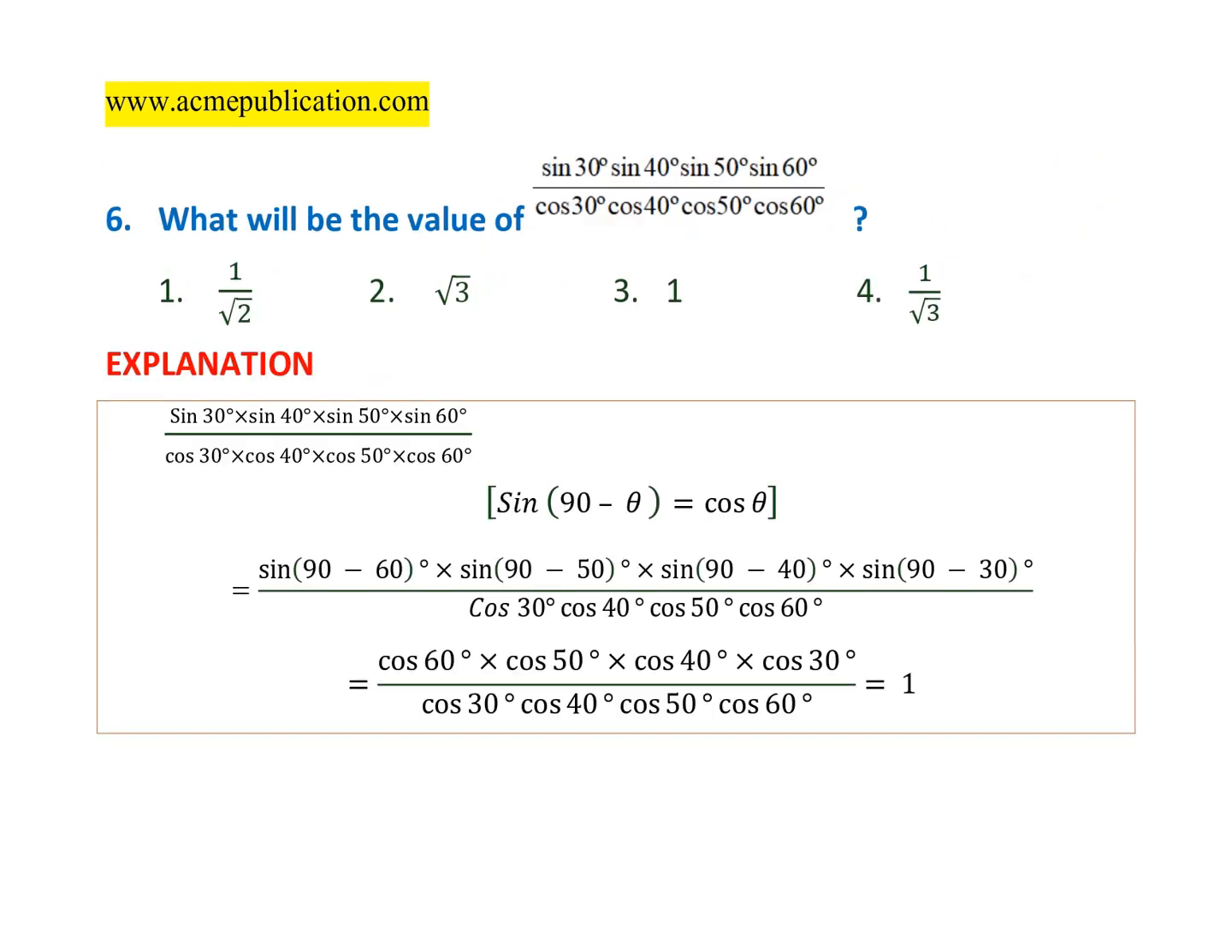Next question. What will be the value of sin 30 sin 40 sin 50 sin 60 upon cos 30 cos 40 cos 50 cos 60? So for solving this, we will take sin (90 minus theta) is equal to cos theta. And when we put this in place of sin 30, sin 40, sin 50 and sin 60, we will get cos 60, cos 50, cos 40 and cos 30. And solving this, we will get 1 as the solution.